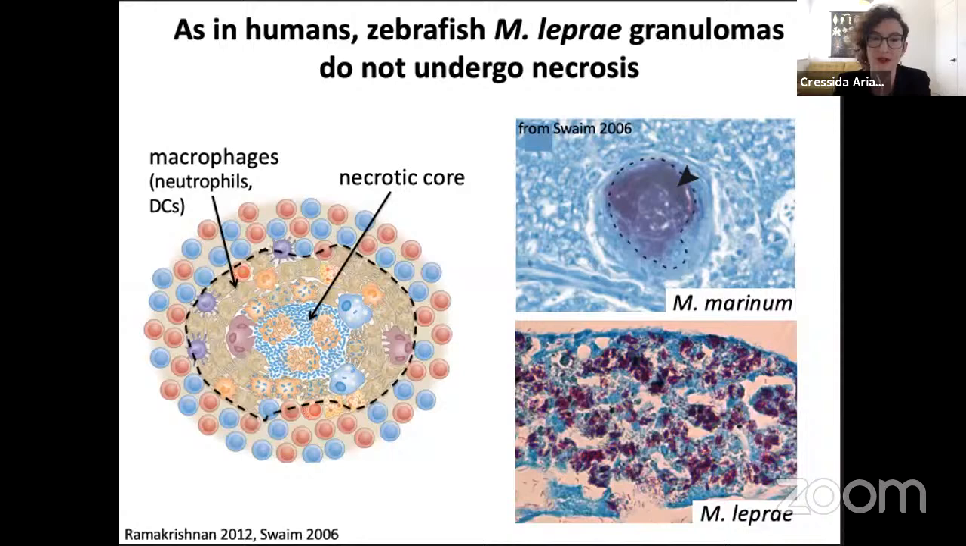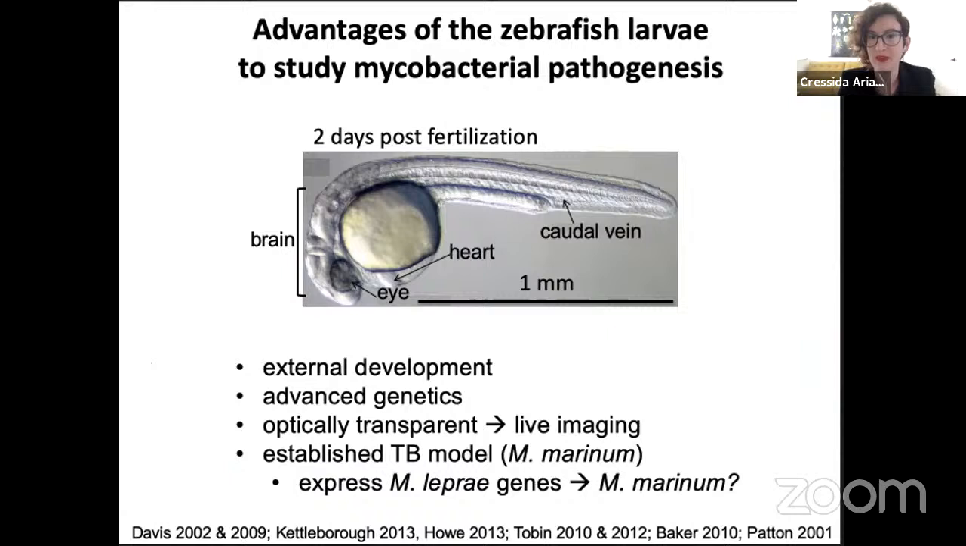But of course, the reason that people are interested in the zebrafish model is not necessarily in working with the adult animals. People are excited about working with the larvae because they're so easy to genetically modify. So the next experiment I did was to infect zebrafish larvae. So what are some advantages that zebrafish larvae offer if you want to know more about mycobacterial pathogenesis?